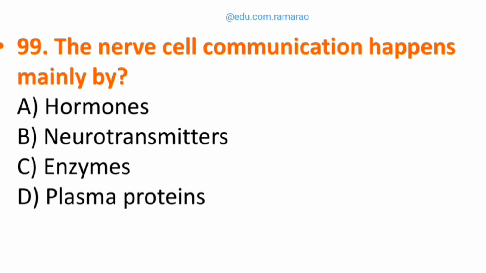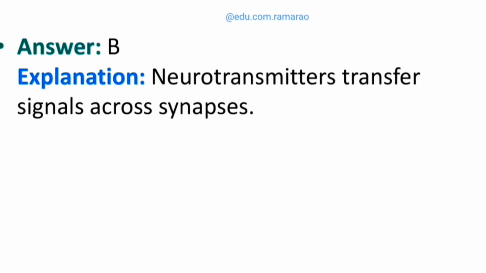Nerve cell communication happens mainly by option A hormones, option B neurotransmitters, option C enzymes, option D plasma proteins. The correct answer is option B. Neurotransmitters transfer signals across synapses.